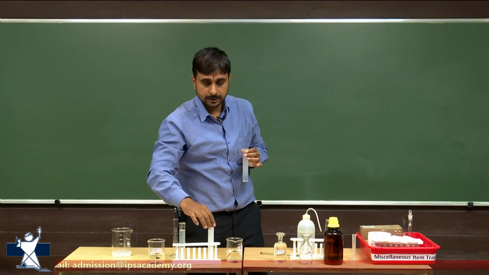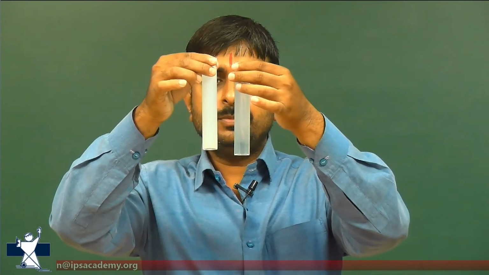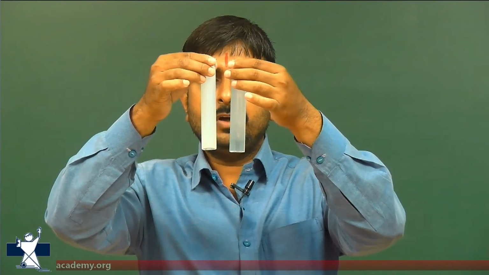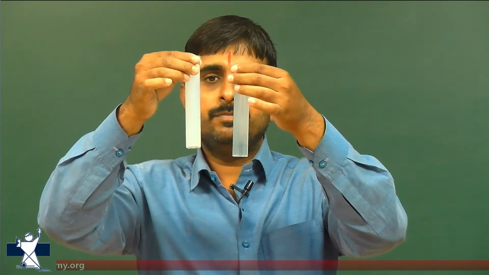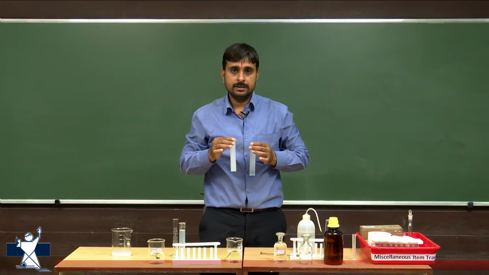Whereas we are using sample B over here. We will compare it. We are observing the opalescence or turbidity. We observe that sample B has much more turbidity as compared to the standard solution. So, sample B fails the limit test.